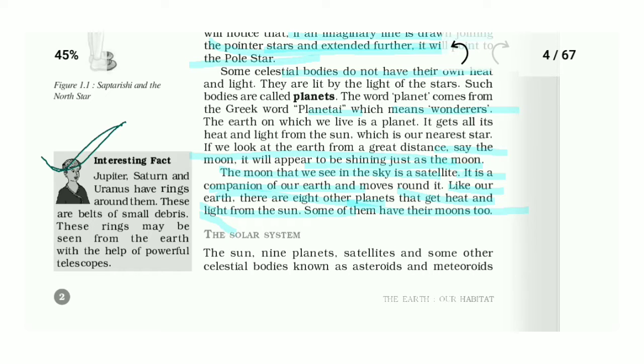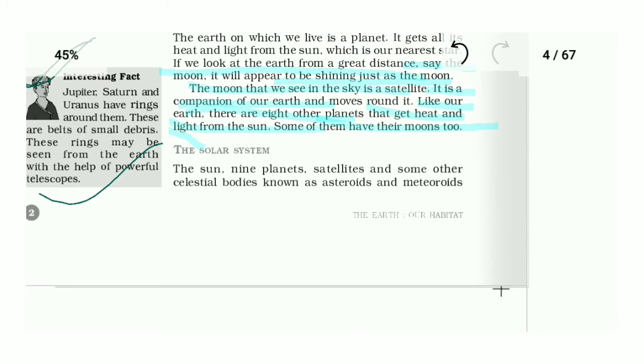The rings present in them are basically debris, small belts of debris. These rings may be seen from the earth with the help of a powerful telescope. If you have a telescope, you can easily see these rings, because they are very big, very huge.